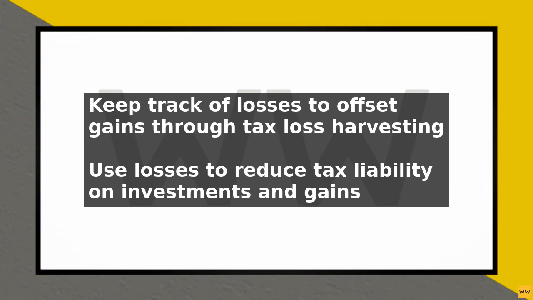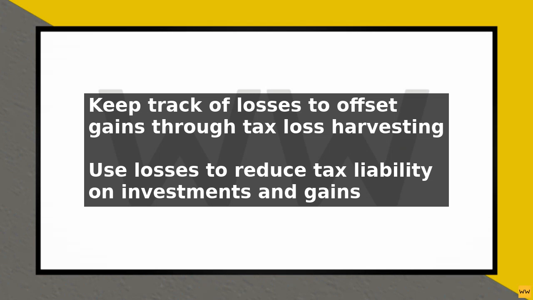To file your taxes, you will need to complete Form 8949 and Schedule D, which are used to report capital gains and losses. You can find these forms on the IRS website or through your tax software. Once you have completed the forms, you can submit them to the IRS along with your tax return.